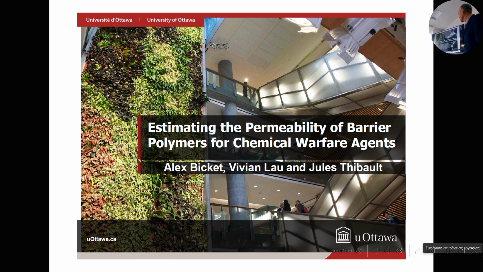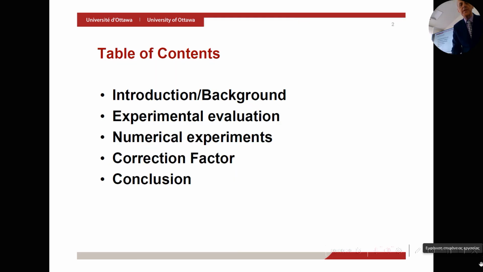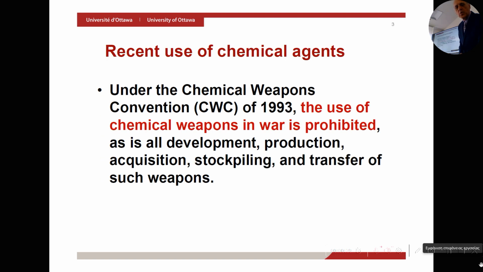So the title of the presentation is Estimating the Permeability of Barrier Polymers for Chemical Warfare Agents. The table of contents of this presentation will be: first, an introduction with background information, then the experimental evaluation, then the numerical experiment that we do, and also correction factors, before we conclude.